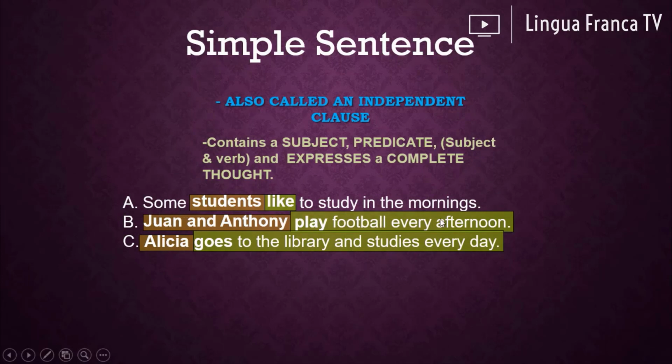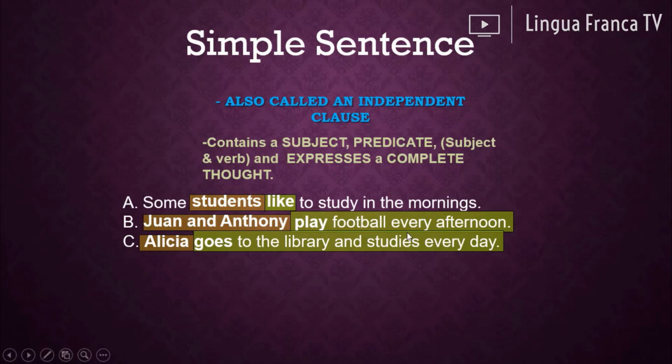Some students like to study in the mornings. Here, like is the verb, students is the subject, and the remaining part of the sentence is the predicate including the verb. So some students like to study in the morning.